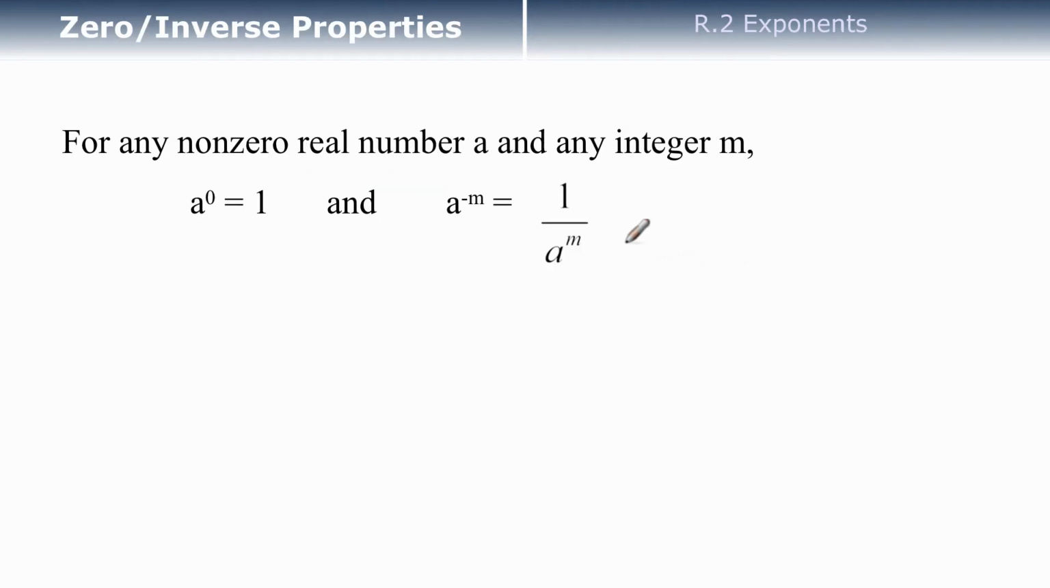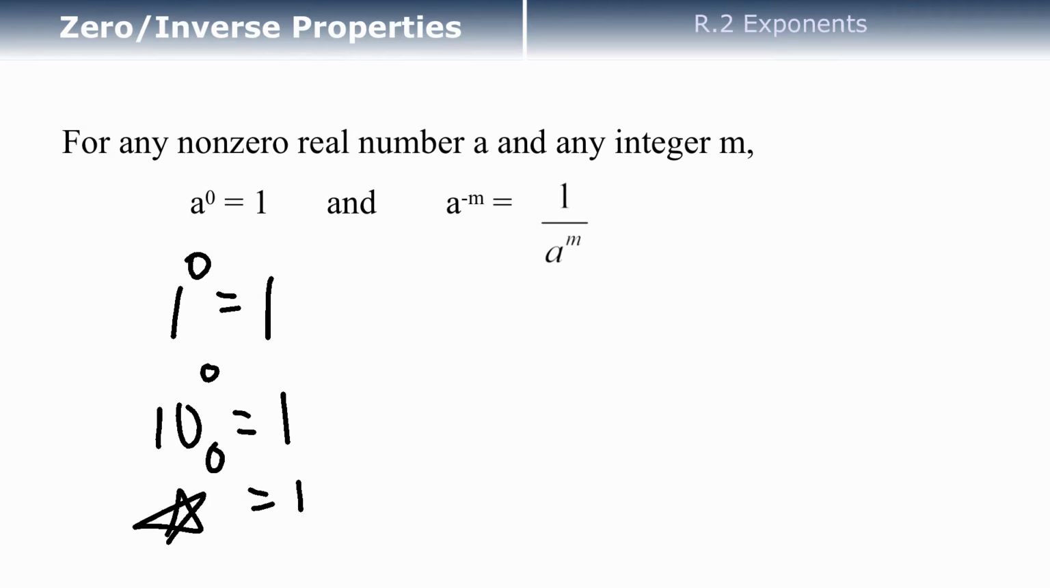Okay, a couple other little rules or properties with exponents before we get really going with them is that anything to the 0 power is equal to 1. So a to the 0 is 1. If I have 1 to the 0, that's 1. If I have 10 to the 0, that's 1. If I have star to the 0, that's 1. So anything with the exponent of 0 is equal to 1.